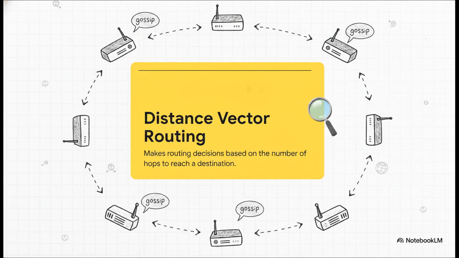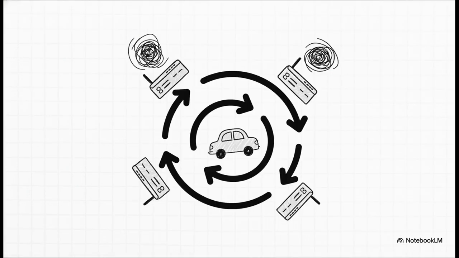This algorithm makes decisions based primarily on distance, which it measures in what we call hops. And a hop is exactly what it sounds like. It's simply the trip from one router to the very next. In this system, routers act kind of like gossiping neighbors. They just periodically share their entire routing tables with the routers directly next to them to figure out the shortest path.